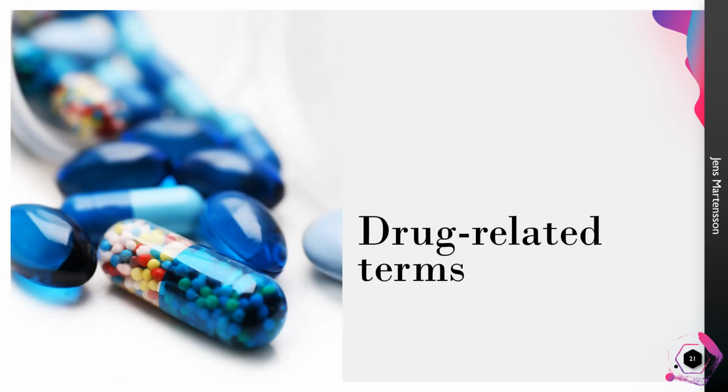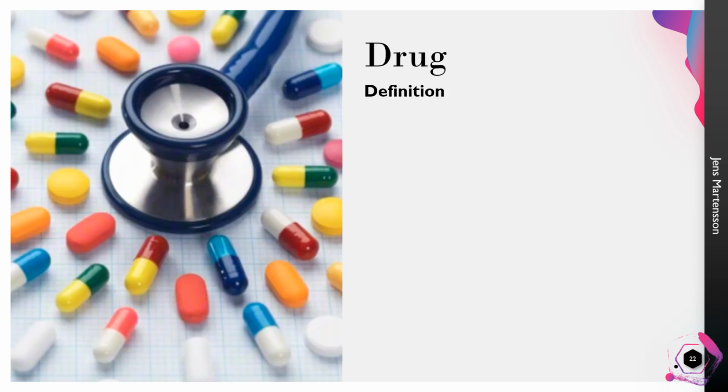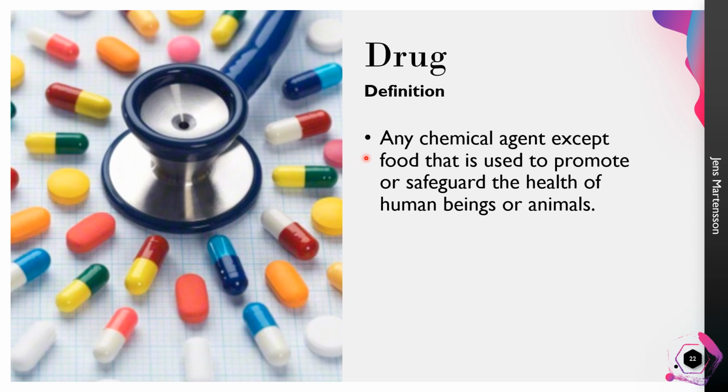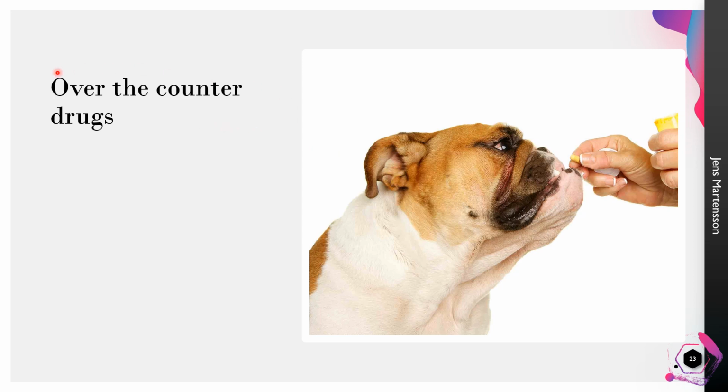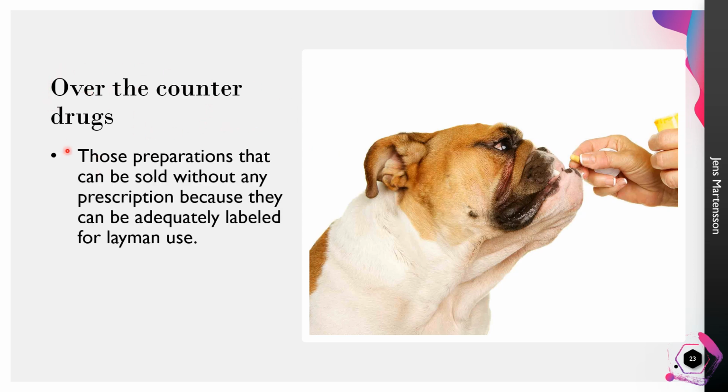Let's now proceed to the different drug-related terminologies. When we say drug, that is defined as any chemical agent except food that is used to promote or safeguard the health of animals and human beings. We also have the term over-the-counter drugs. These are preparations that can be sold without any prescription because they can be adequately labeled for layman use.